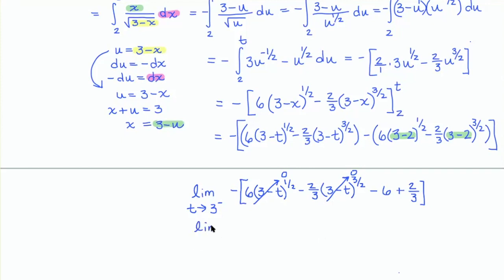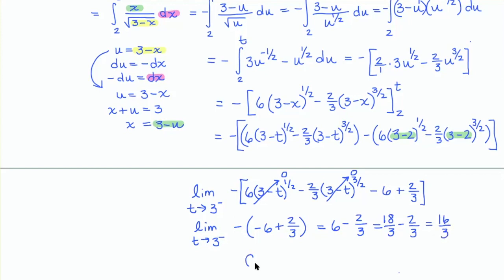So the limit, as t approaches 3 from the left, I have the negative sign in front, and then I have -6 plus 2/3. And once you're just taking the limit of the constant, the answer will be that constant. Just distribute the minus sign inside. 6 take away 2/3 is the same as 18/3 take away 2/3, giving us an answer of 16/3. So therefore, this integral has been shown to converge to 16/3.